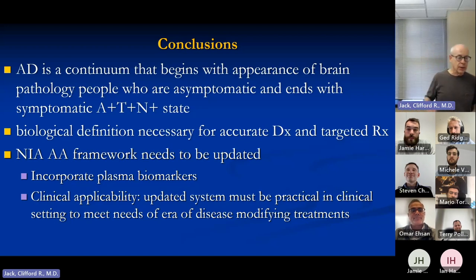This is for every one person who is minus, minus, minus in the Amsterdam group, who was unimpaired at baseline, who progressed to dementia, 60 progressed to dementia who were in the plus, plus, plus group. So the idea that being asymptomatic and having positive biomarkers is a low risk proposition, to me, completely flies in the face of data. Anyway, thank you.